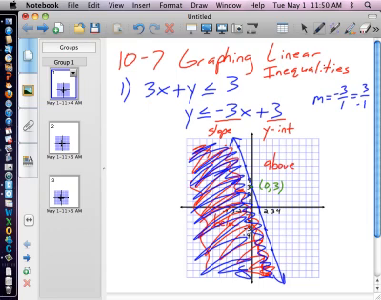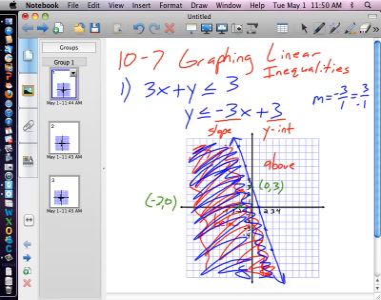And we could pick any point in the shaded region here. Let's try something easy like negative 2, 0, right? So I'll write it out here because it would be lost in all the red and blue. So let's try negative 2, 0. It's in the shaded region. Let's plug it in. So negative 3 times negative 2 is 6, plus 3 is 9. So 0 is less than or equal to 9. That's true. So that's correct.